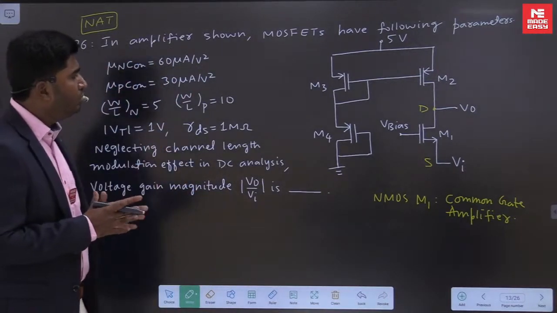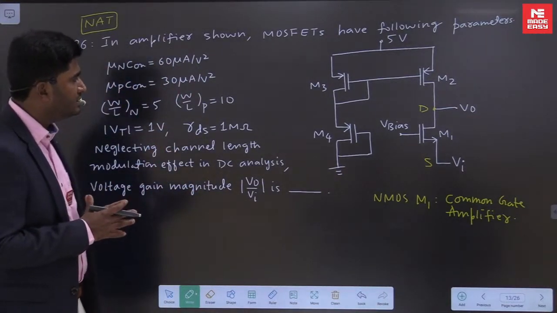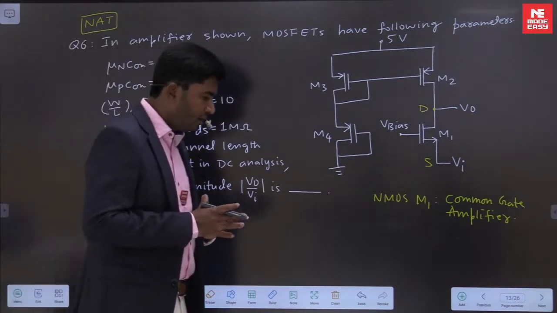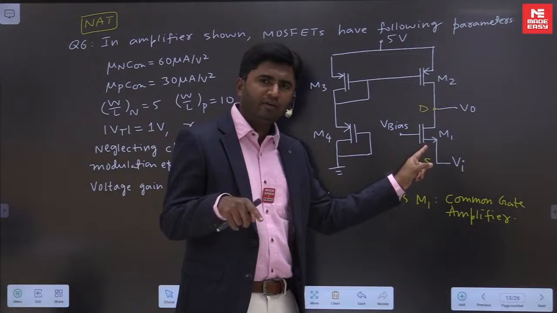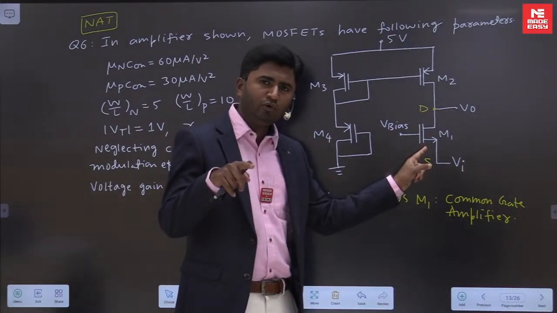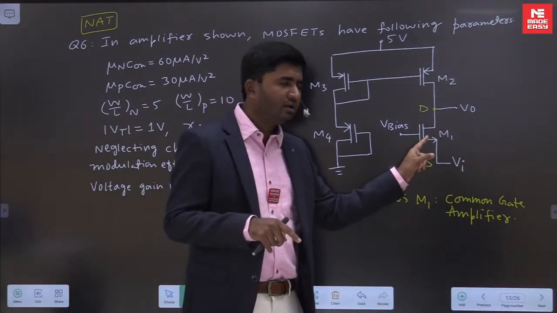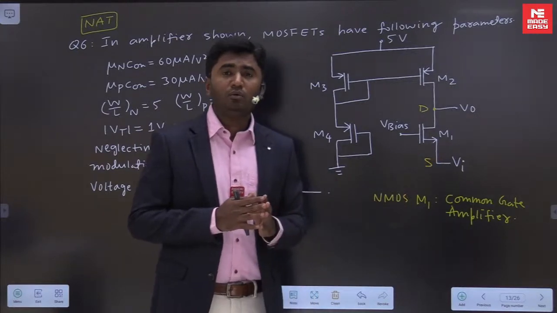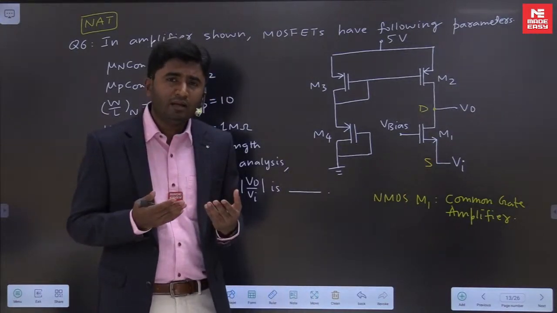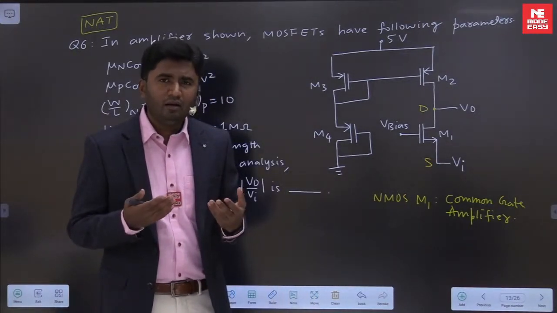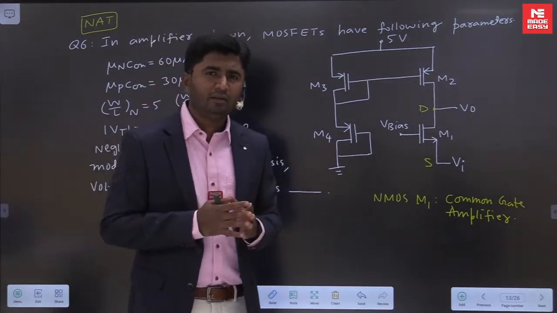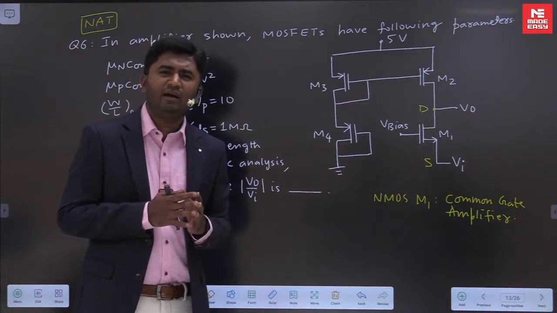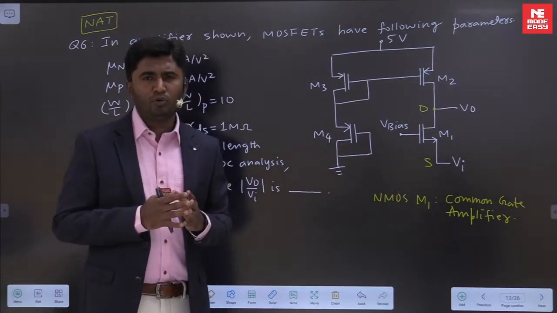And initially we will do some DC analysis, because to calculate voltage gain, we need to know the transconductance of M1, and to calculate the transconductance of M1, we need to know the drain current of M1. So let us first obtain the DC drain current. That DC drain current I will be finding by using the current mirror approach.